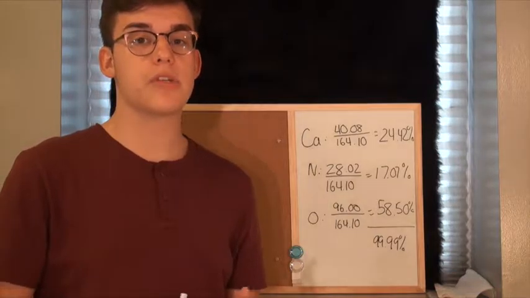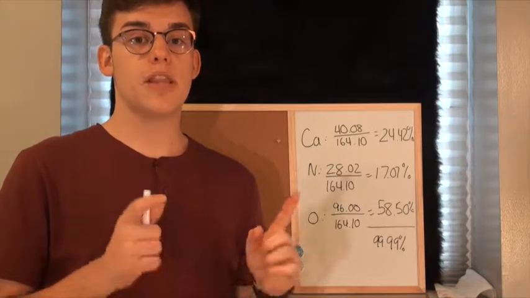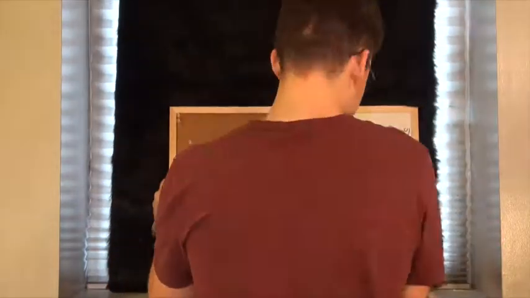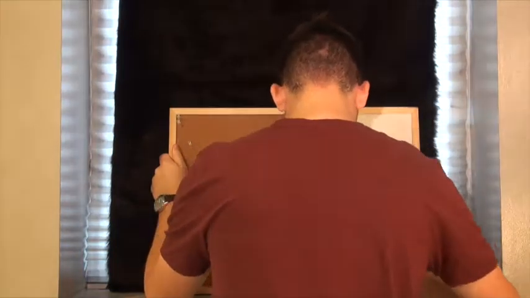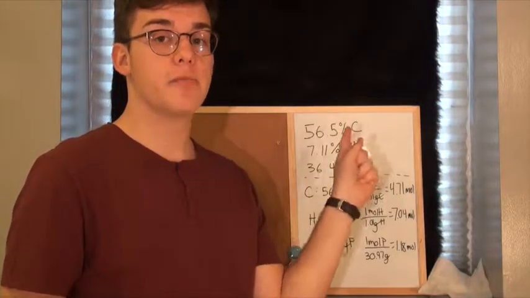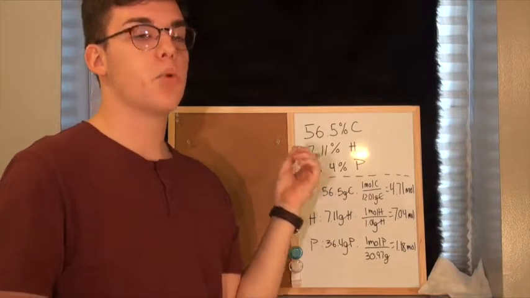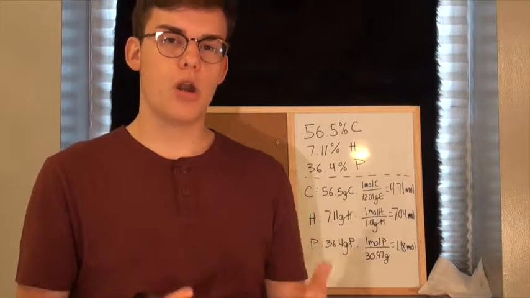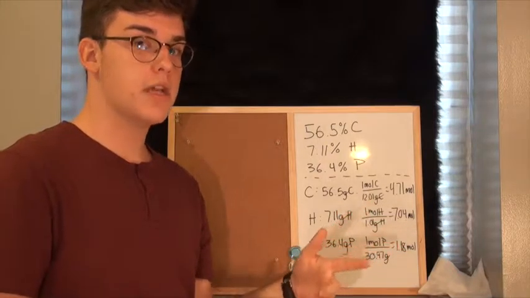Furthermore, the empirical formula represents the simplest ratio of one element to another in a compound. Likewise, the molecular formula represents the actual formula for a substance. Okay, so let's say a problem gives you a substance that is 56.5% carbon by mass, 7.11% hydrogen by mass, and 36.4% phosphorus by mass. So all you need to do is assume that the substance is 100 grams. So in that substance, you would have 56.5 grams of carbon.